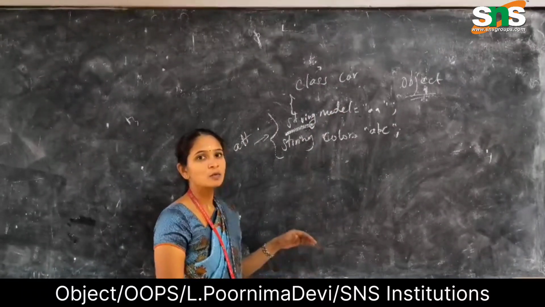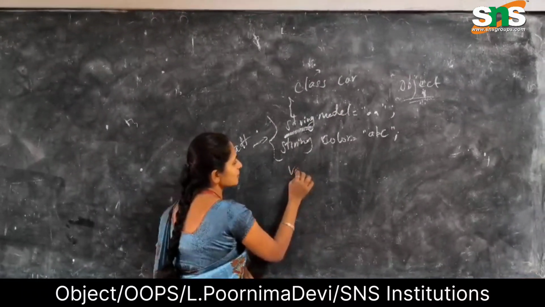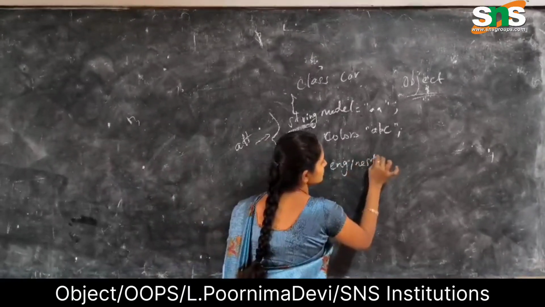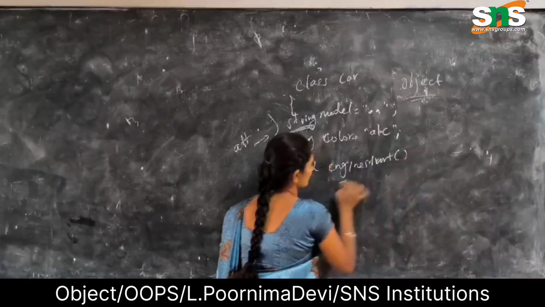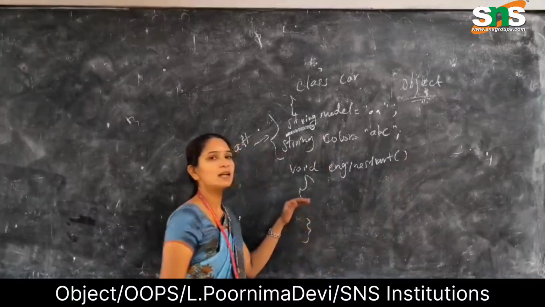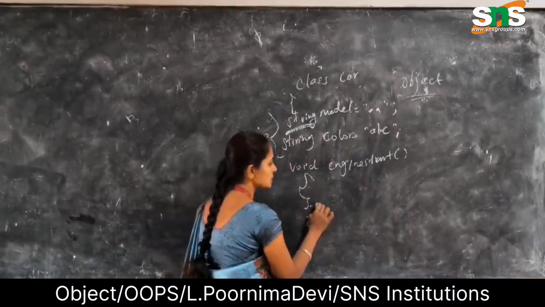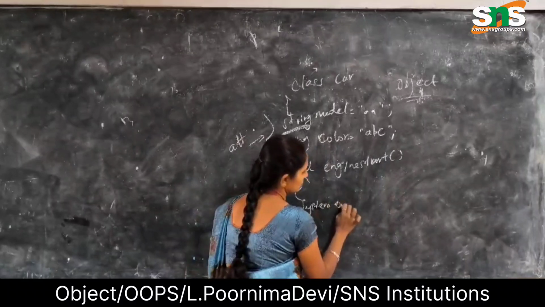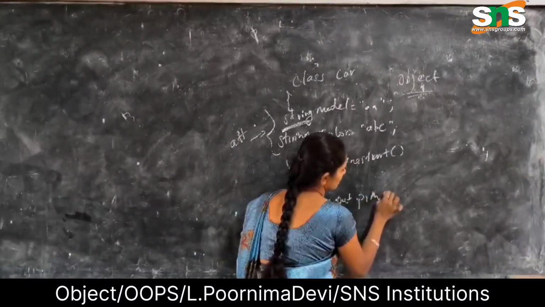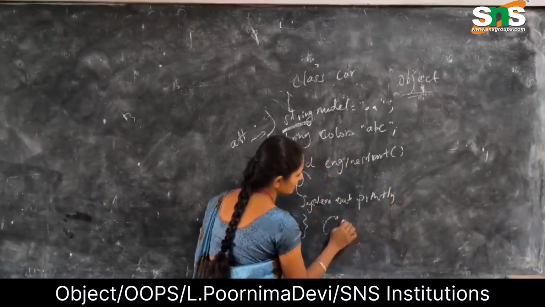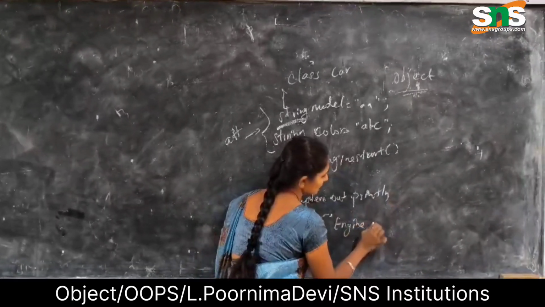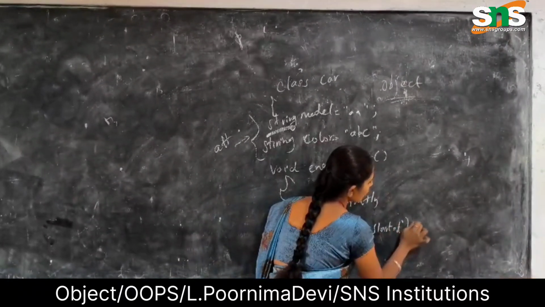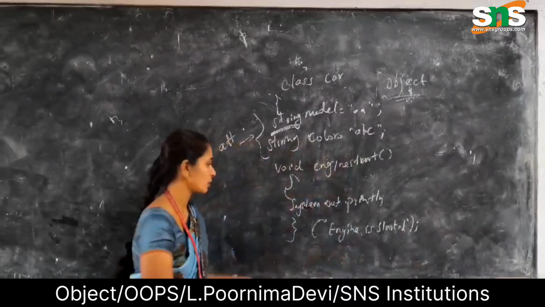After that, I include the method. In this method, I define engineStart. Inside the method, I give the definition: System.out.println, "Engine is started". So these are all the first part of our program.